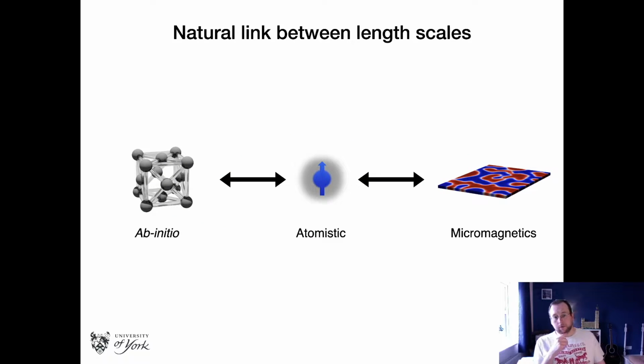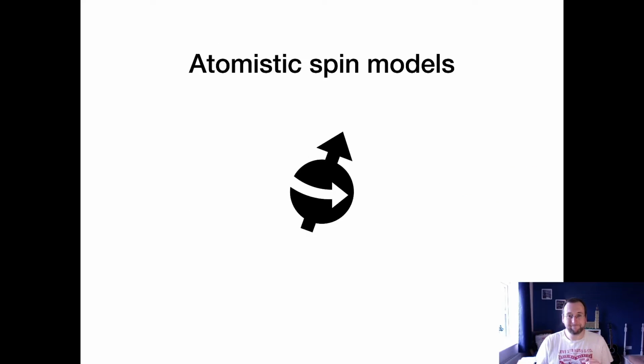So atomistic models sit between these two extrema. On one end we have the electronic structure, which gives you the fundamental interactions in the magnetic material, and on the other end you have micromagnetics, which can calculate things such as dynamics and domain walls and other macroscopic phenomena. The atomistic model sits between these two and has some advantages of both. It takes in the interactions from the electronic structure, and then also enables you to calculate dynamics and other magnetic properties.